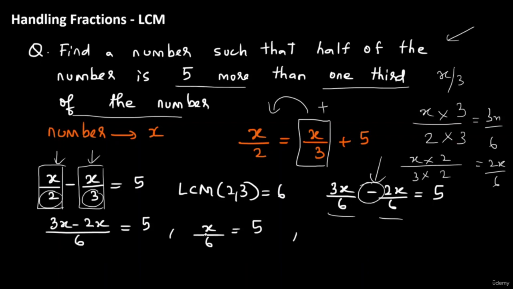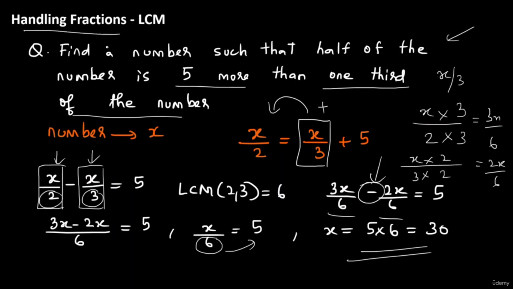Now let me transpose this 6 to the right hand side. Now over here it's division. So when I take it to the right hand side, it will become multiplication, right? So we get x is equal to 5 into 6, which is equal to 30. And that is the solution to this equation. So remember, when you handle fractions in an equation, the same principles apply. We need to make the denominator the same to simplify the equation.